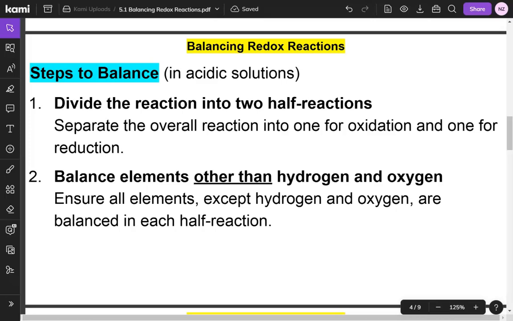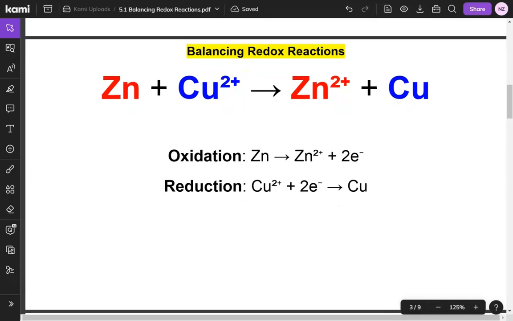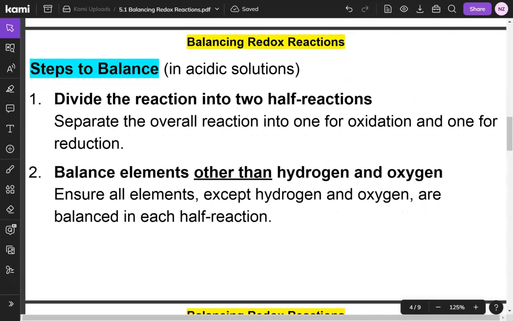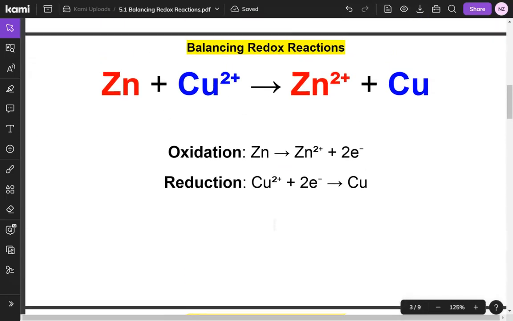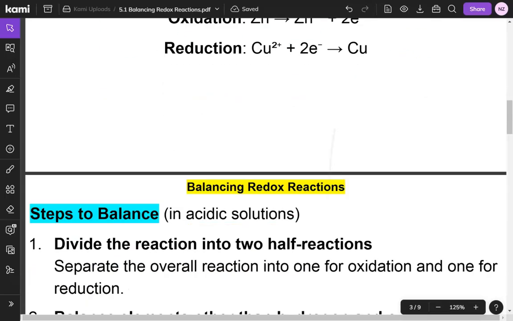The first step is dividing the reaction into two half reactions, very similar to what we did in this example right here. So we're going to divide it into the oxidation reaction and the reduction reaction. Next, we're going to balance elements other than hydrogen and oxygen. So in this example, we had copper and zinc. Everything had a 1. It was already balanced.